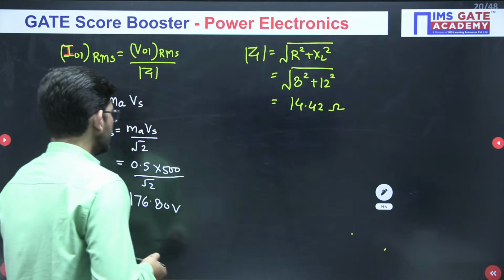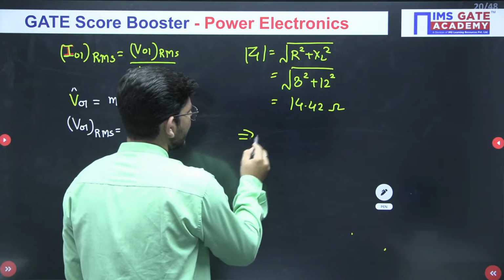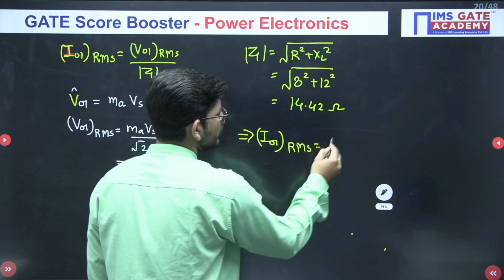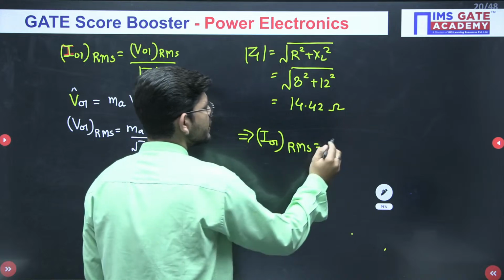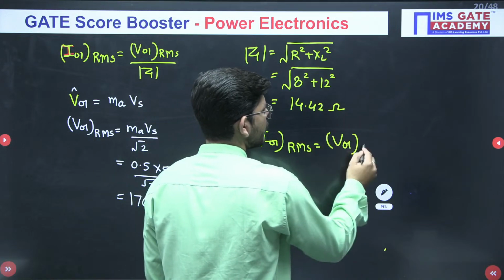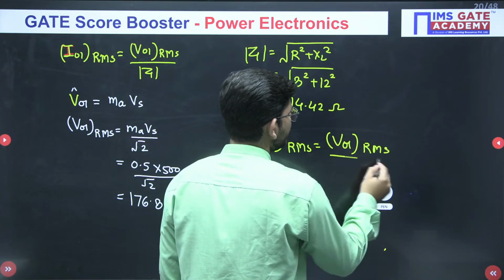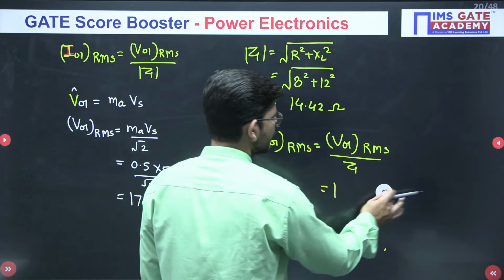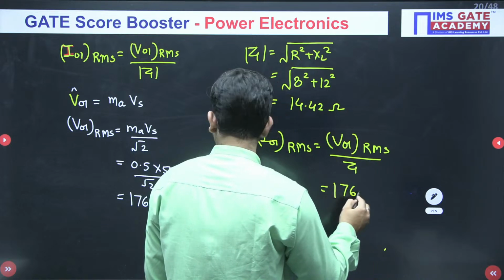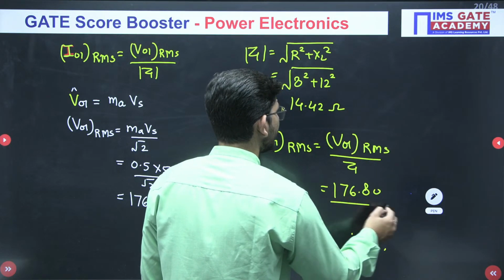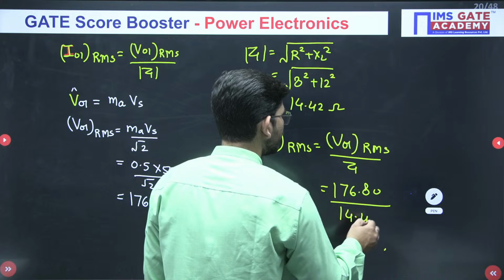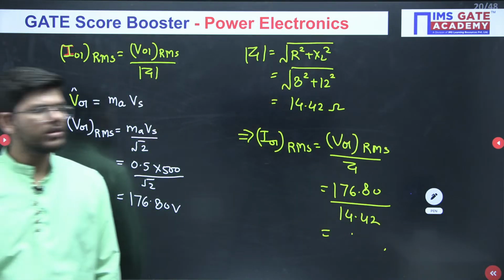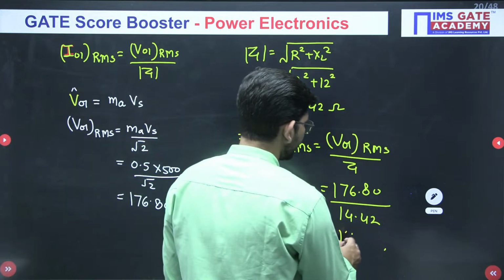After that, when you calculate the fundamental RMS component of current, it will equal the fundamental RMS voltage divided by the impedance. So it will be 176.80 divided by 14.42. When you divide it, you will get 12.126 ampere as the current.